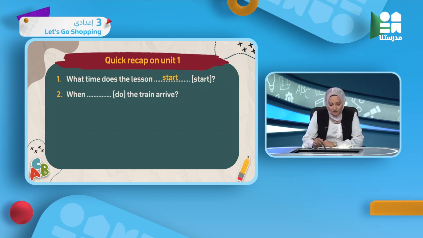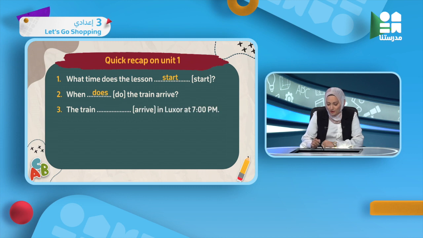The second example, when does the train arrive? I have train singular, so I need to put do in the singular form. Verb do محتاج يبقى singular، فقلنا في ال present simple بنزود له es, does.